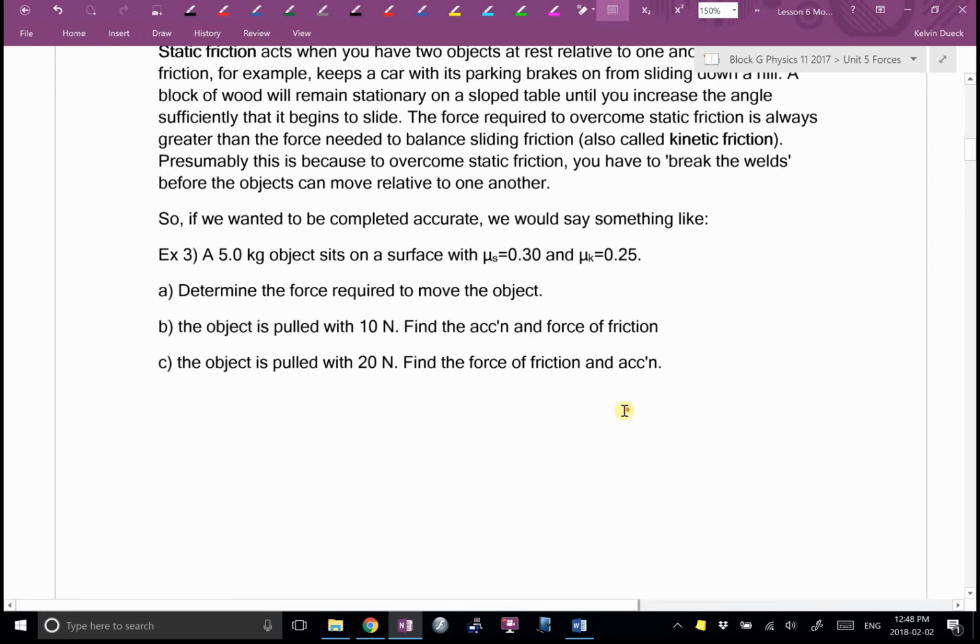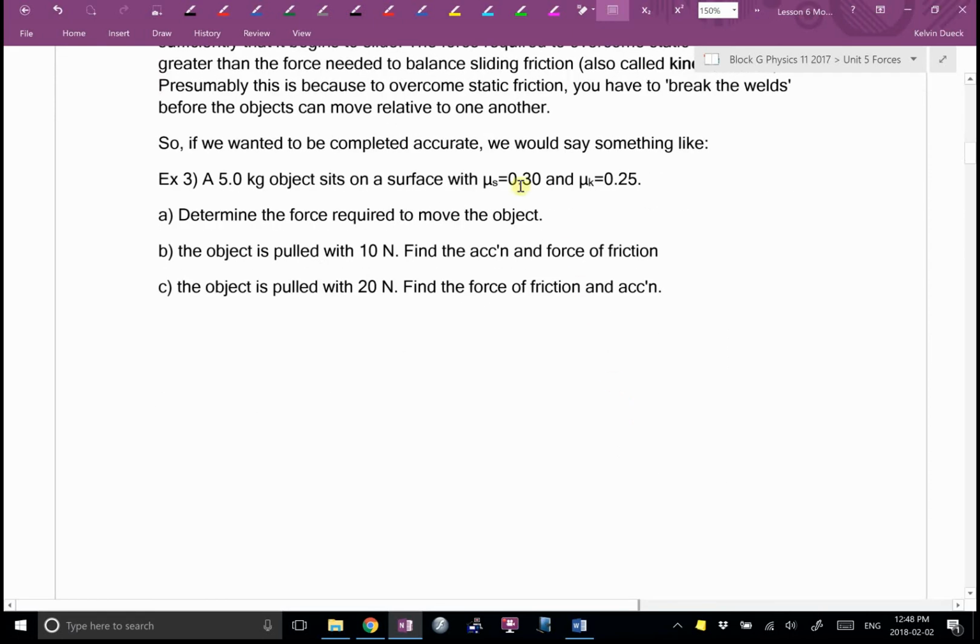So, example 3 says this. If I wanted to be completely accurate, I would say a 5 kilogram object sits on a surface with mu static 0.3, and mu kinetic 0.25. Cool, what does A want me to find? You know what it's really wanting me to find? The applied force, because that's what we called this force coming from off the page.